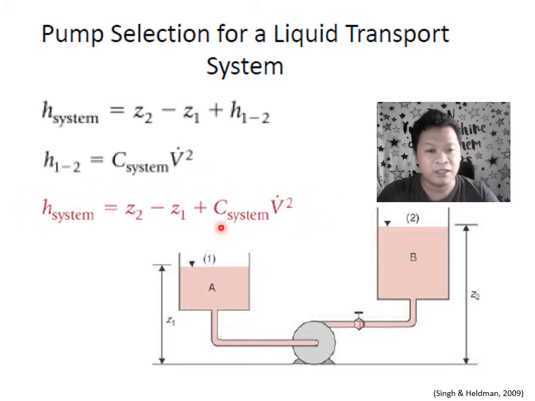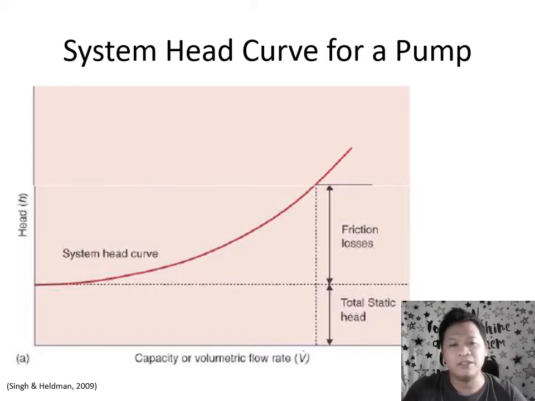Therefore, the system head is equal to the difference in the elevation plus the total of the friction losses, which is also a function of the volumetric flow rate na ginagamit mo. Remember, of course, that we can vary volumetric flow rate through the throttling valve. So to illustrate yung nasa previous slide na equation, this is the system head curve.